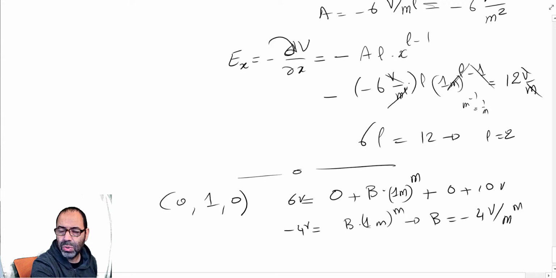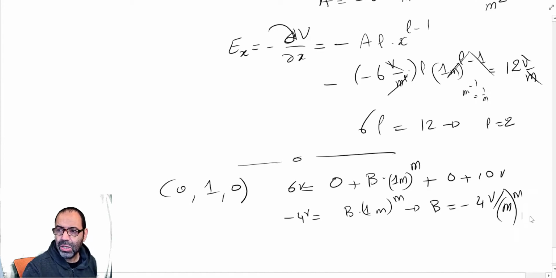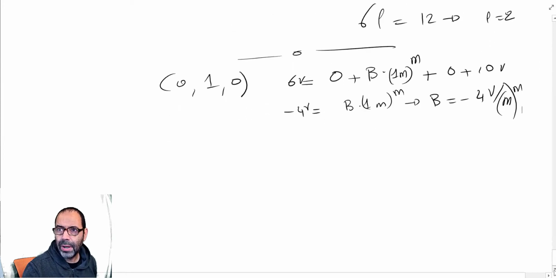Please don't confuse these two m's. One of them is supposed to be a number, and the other one is actually a unit for distance. So this is, if you want to put it in between parentheses, the meter to the power m, not the volt to the power m, okay? So that is this part.